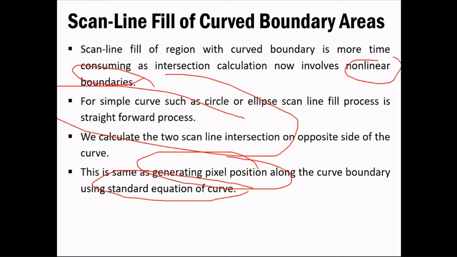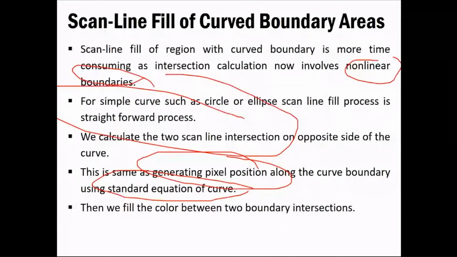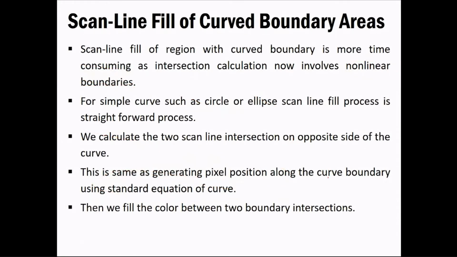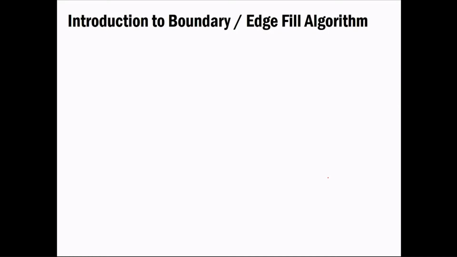In between we have this much region, so we need to fill it with some color. Then we fill the color between two boundary intersections. So in between, it will fill that particular region with some color. That is scan line fill of curved boundary areas, and then you'll be using the symmetric property to get the other information.